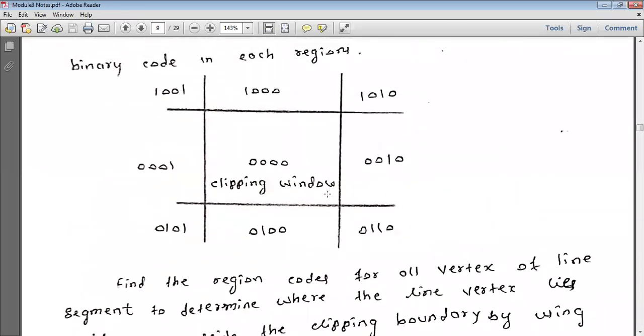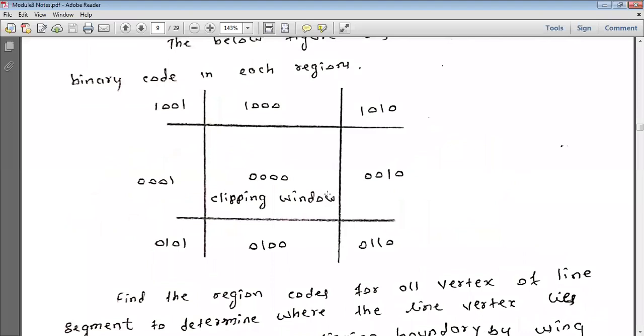So first, I need to make my computer identify whether a line is outside the clipping window, or inside the clipping window, or a part of the line is inside and a part of the line is outside. Basically I need to make my computer identify whether a part of the line is inside or outside the clipping window. So how will we make my computer know that? Yes, this is my clipping window.